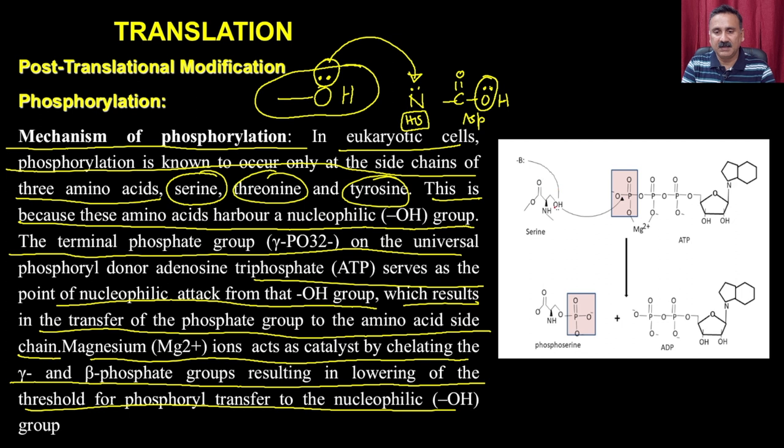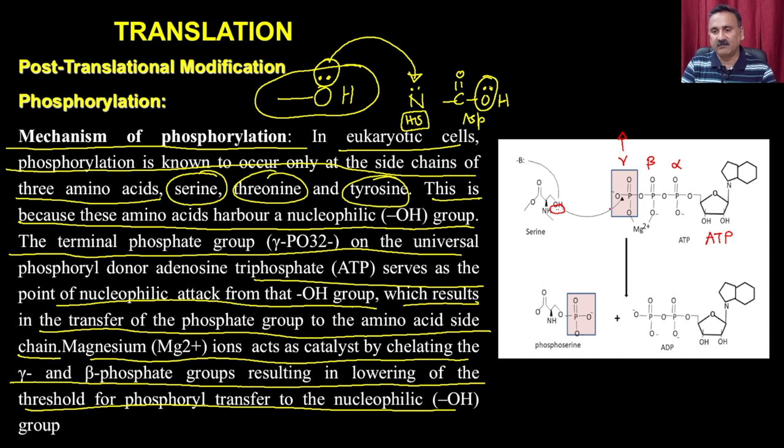So, what you see here is the protein where you have the serine, and serine has this lone pair of electrons. These lone pairs of electrons are going to act onto this particular phosphate. So, this is the ATP, and in the ATP you have three different types of phosphate: the alpha phosphate, the beta phosphate and the gamma phosphate. All the phosphorylation reactions work with the help of the gamma phosphate.